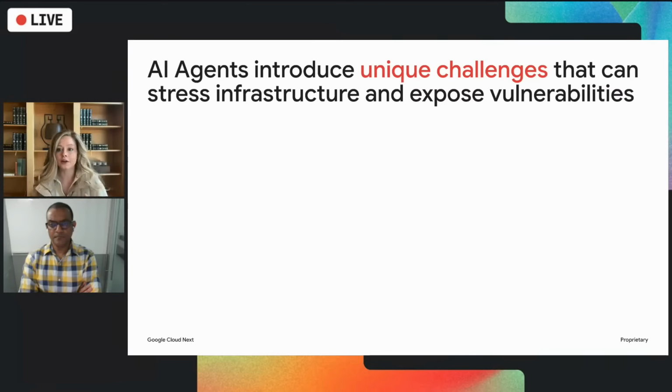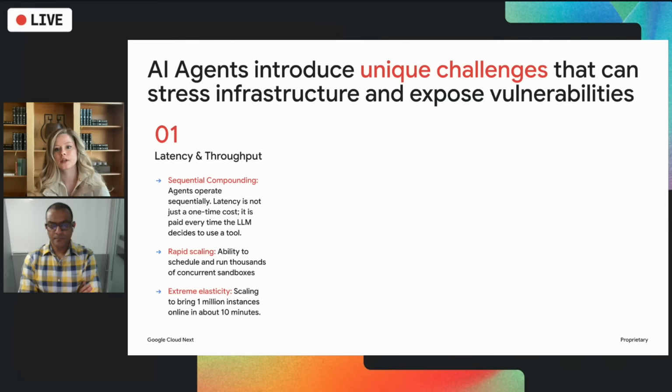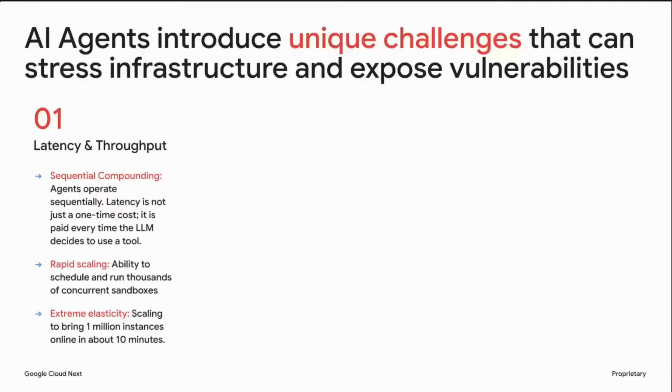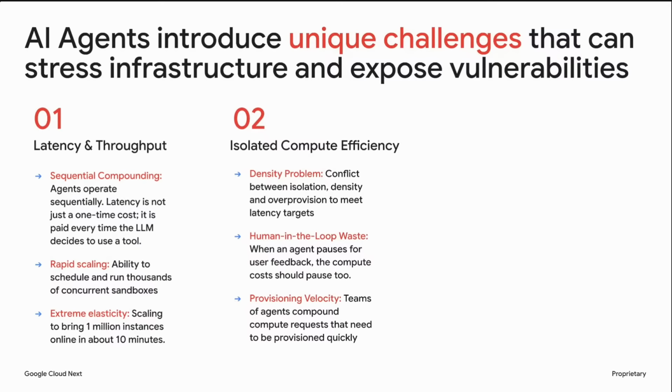There are 3 categories of challenges that we expect you to see when deploying agents. First is latency and throughput. We need to ensure that applications can scale for elasticity in a world where accelerator capacity is constrained, while being able to optimize for latency. Second is compute efficiency. We need to be smarter about the way that we use compute to increase efficiency and density and reduce idle compute resources. And third is security and governance.